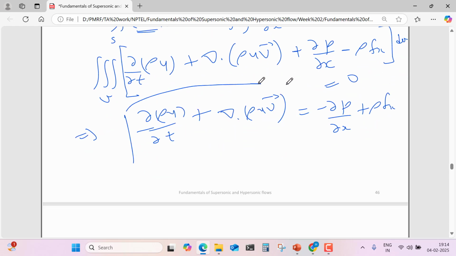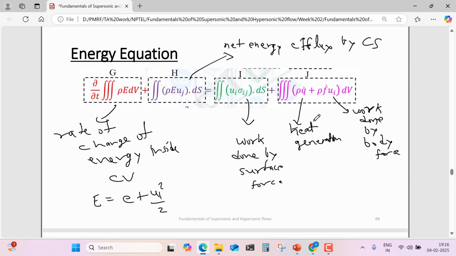This is the momentum equation for an infinitesimal element in the differential form.